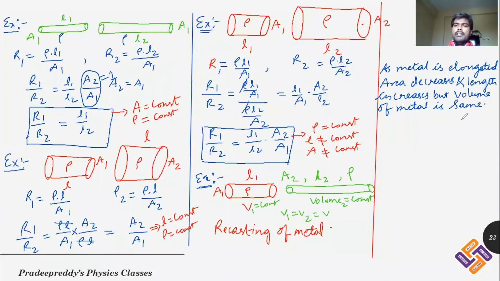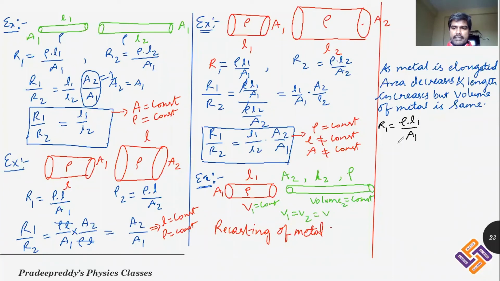Volume is constant in the universe. It obeys conservation of volume. Volume is not changing. In such a case, what do you write? Resistance of the first conductor, what do you write it as? You will be writing it as R1 is equal to rho L1 by A1.